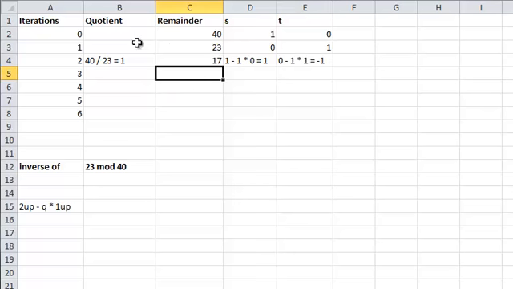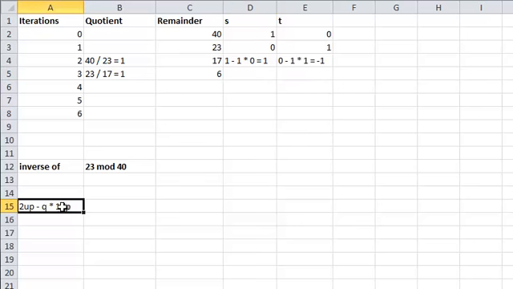Alright, so here we're going to use our last two values from our remainder, and we're going to divide them just like we did here. So here we did 40 divided by 23. And for this next quotient that we're going to calculate, we're going to do 23 divided by 17. So we're kind of scaling down the remainder column. So 23 divided by 17, we're going to get 1 again, and our remainder will be 6.